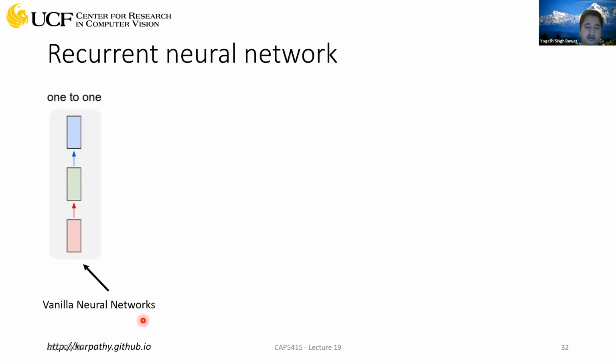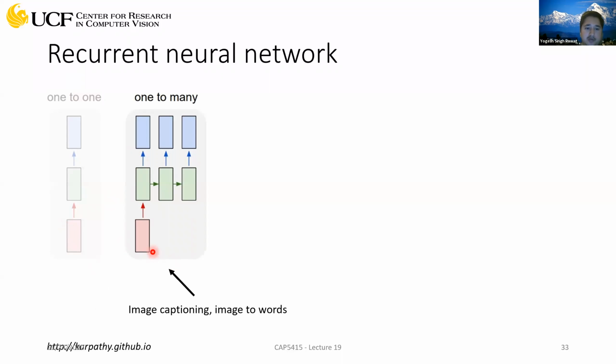Now, the vanilla neural network is just a one-to-one mapping, and this can be the same as your standard CNN architectures. You take the input, do some processing, and make some prediction. All right. There could be a one-to-many mapping. So you just take one time step as input, but you process in sequence, and you are making multiple predictions.